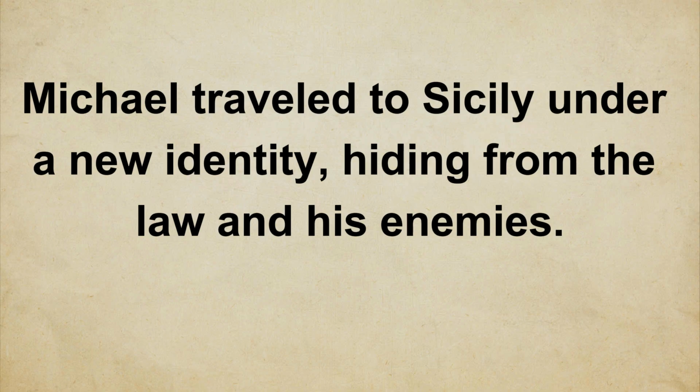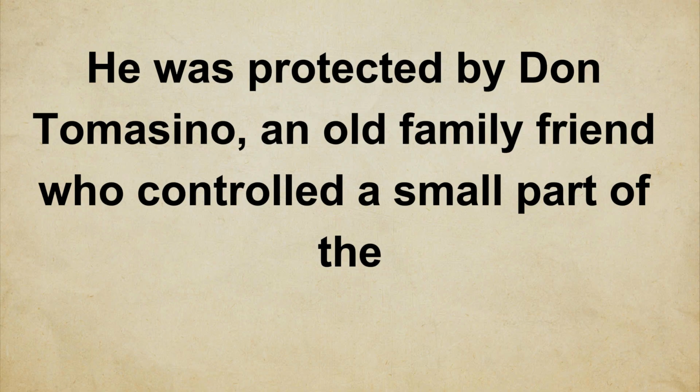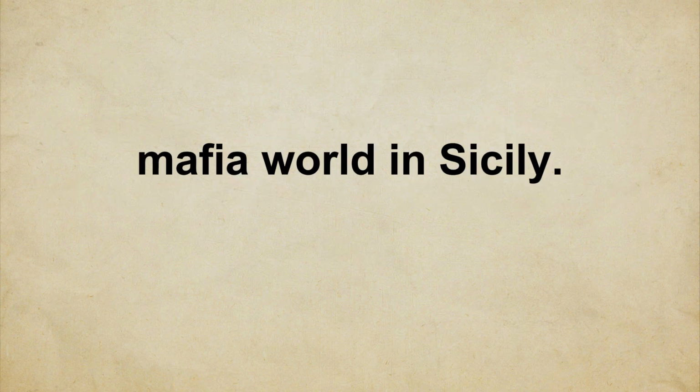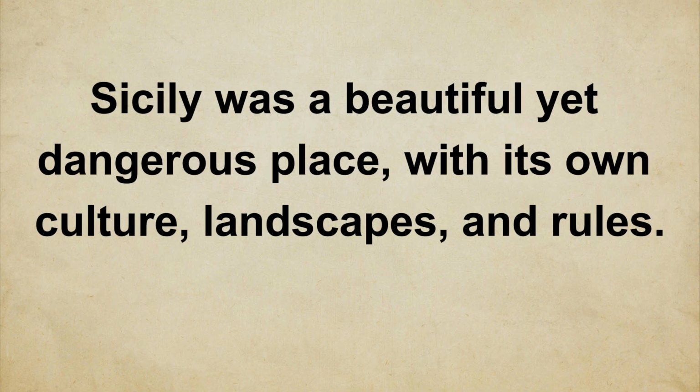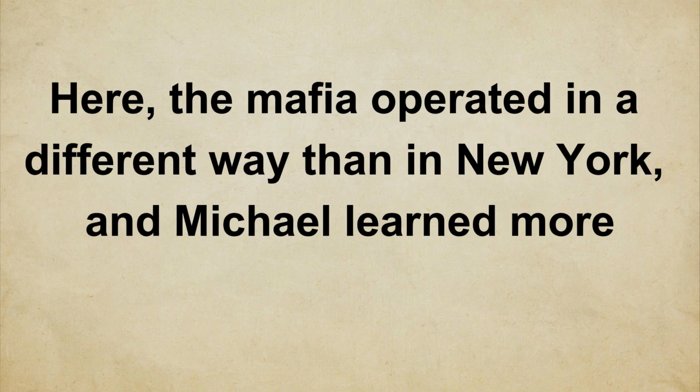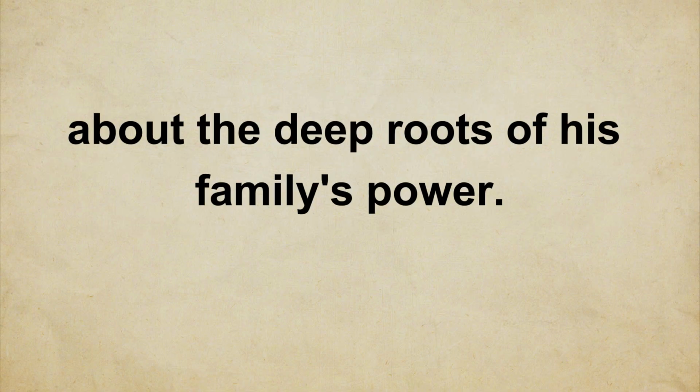Michael traveled to Sicily under a new identity, hiding from the law and his enemies. He was protected by Don Tomasino, an old family friend who controlled a small part of the mafia world in Sicily. Sicily was a beautiful yet dangerous place, with its own culture, landscapes, and rules. Here, the mafia operated in a different way than in New York, and Michael learned more about the deep roots of his family's power.